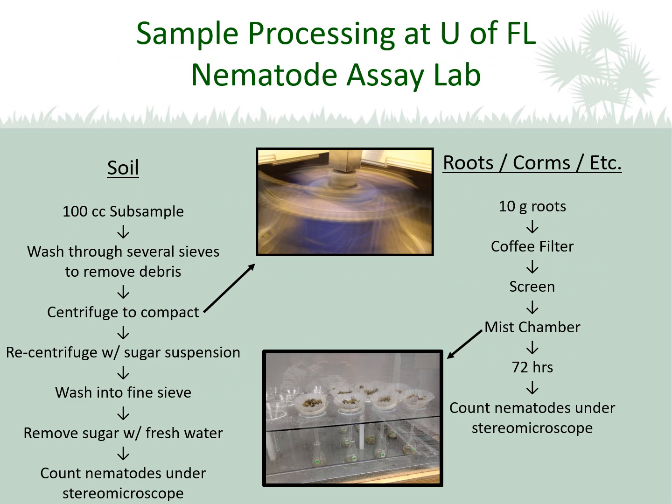And here's the sample processing at the University of Florida Nematode Assay Lab. It looks like they wash it, they centrifuge it, they resuspend it with a sugar suspension, wash it through a fine sieve, remove the sugar with fresh water, then they count under a stereo microscope. That's for soil. For roots and corms, etc., they filter it, it goes through a screen into a mist chamber for 72 hours, then they count under a stereo microscope.